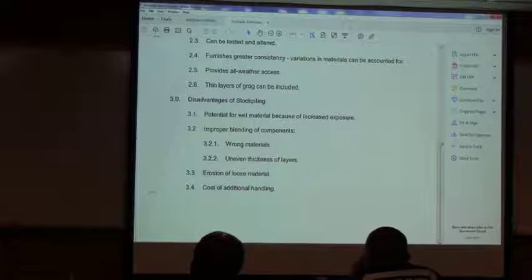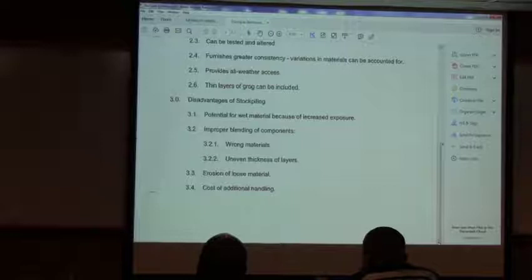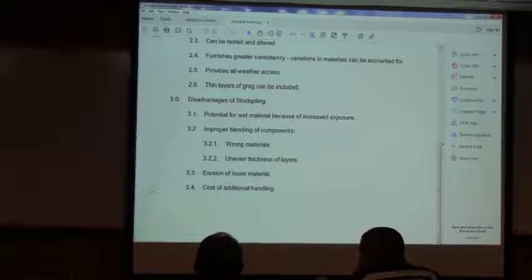Wrong materials. That can be done if you're not familiar with the pit. That'd be the only way I'd see that could happen. Uneven thickness of layers, that's what I was talking about earlier. Back when we used to have IMSHA all together, I saw pictures of a really bad blended stockpile that was just all over the place. I know who it was, but I ain't going to say.